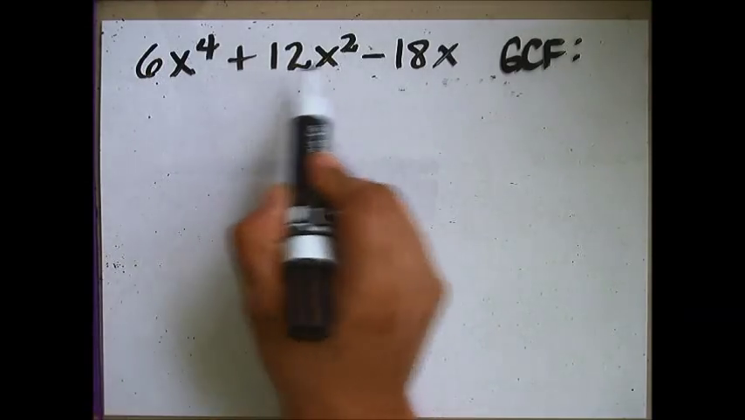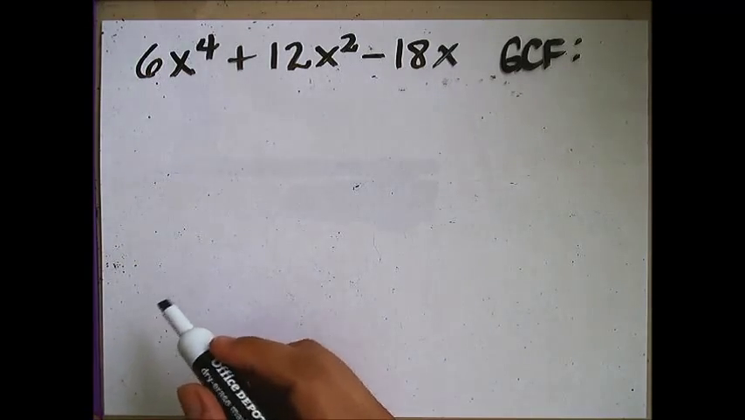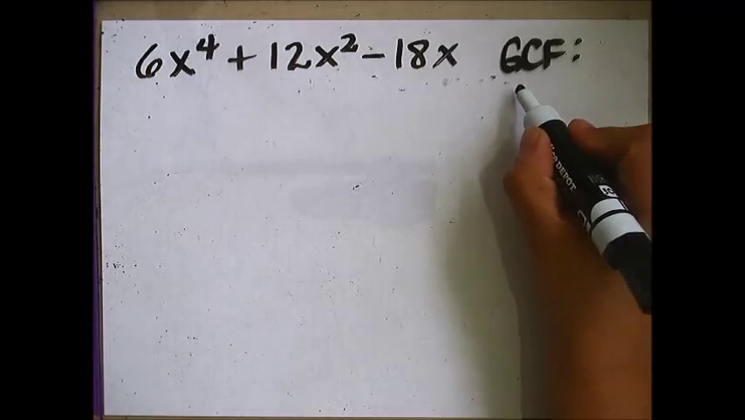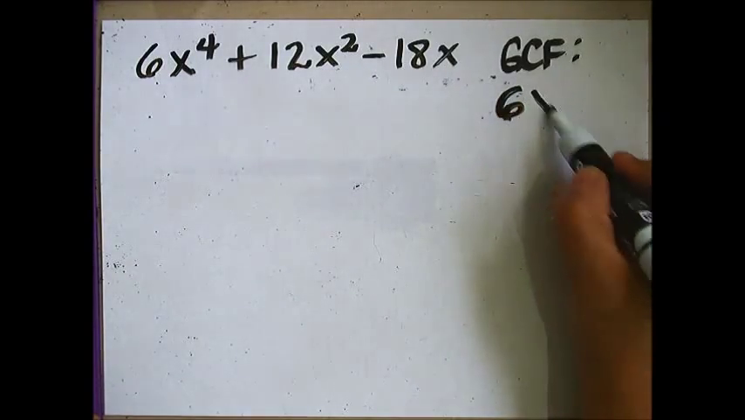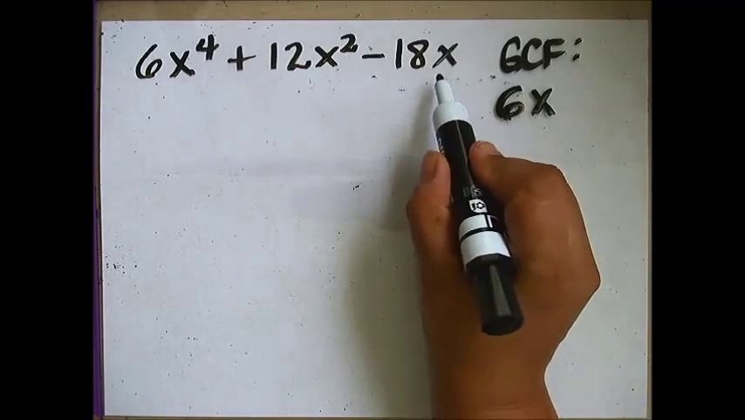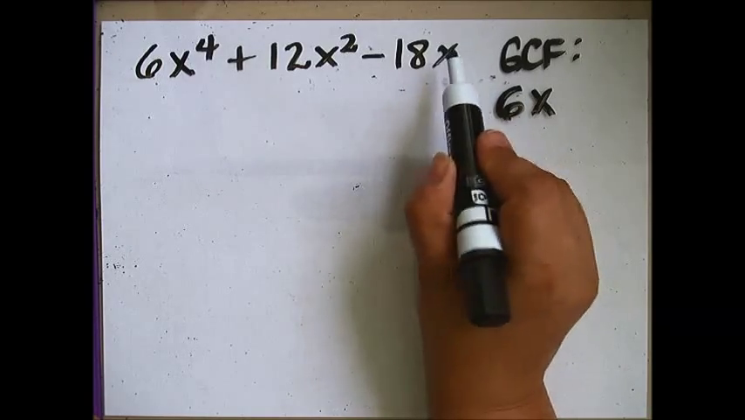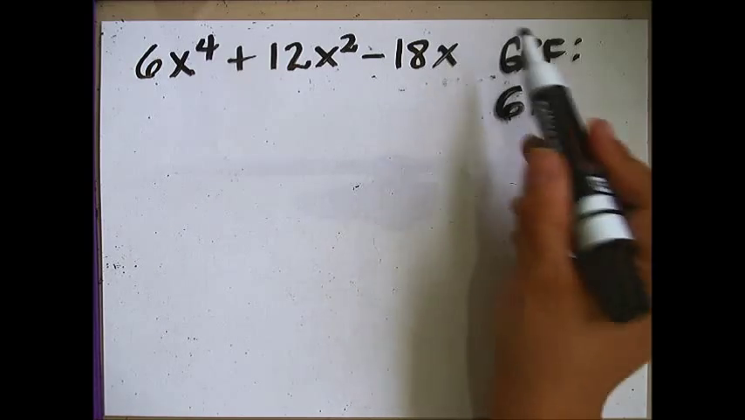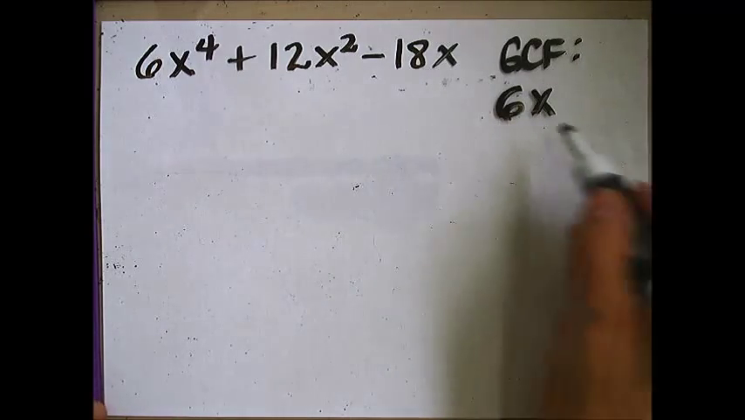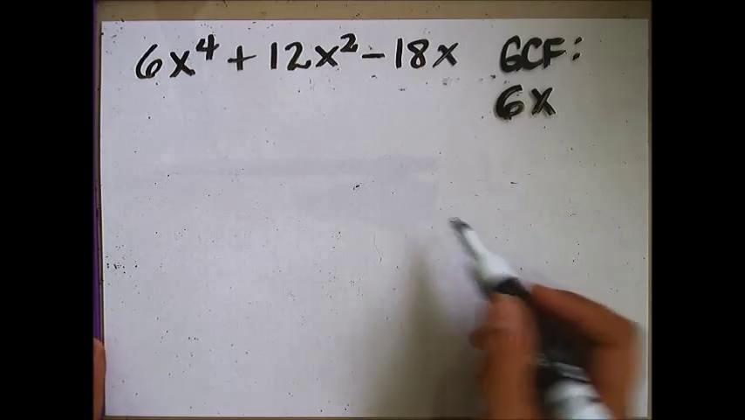So we have 6, 12, and 18. And it looks like the greatest common factor for the number will be 6. The greatest common factor for the exponents will be x, because that's the largest exponent that'll go into all of these. Or I guess you're seeing it as the smallest exponent. So 6x is our greatest common factor.